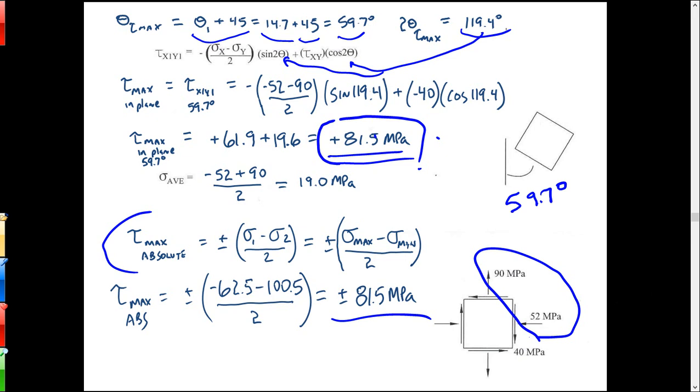So that's 59.7 in there. You know, that's the given angle. And then just get the shear on that plane such that it's positive. So you want a positive shear on that plane. And just remember what a positive shear does.